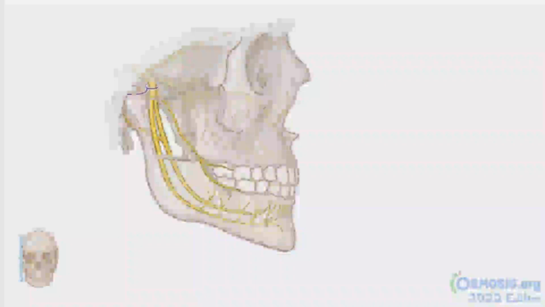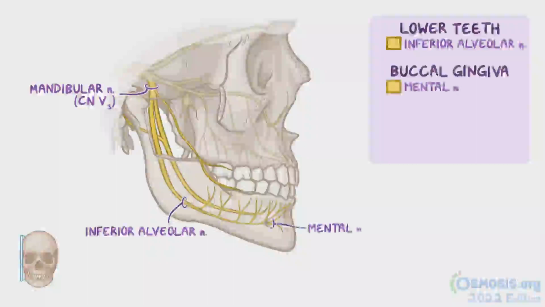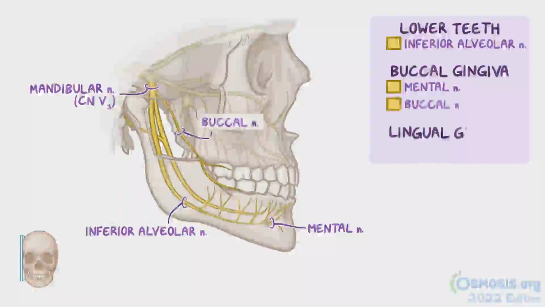Now, the lower teeth and gingiva are innervated by branches of the mandibular nerve, or cranial nerve V3. In the infratemporal fossa, this nerve branches into the inferior alveolar nerve, which innervates the lower teeth. The buccal gingiva is innervated by a branch of the inferior alveolar nerve called the mental nerve, and a branch of the mandibular nerve called the buccal nerve. Finally, the lingual gingiva is innervated by the lingual nerve.